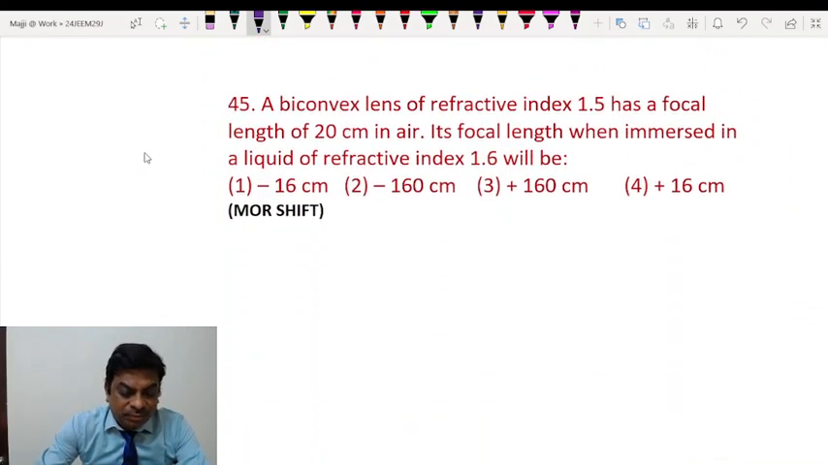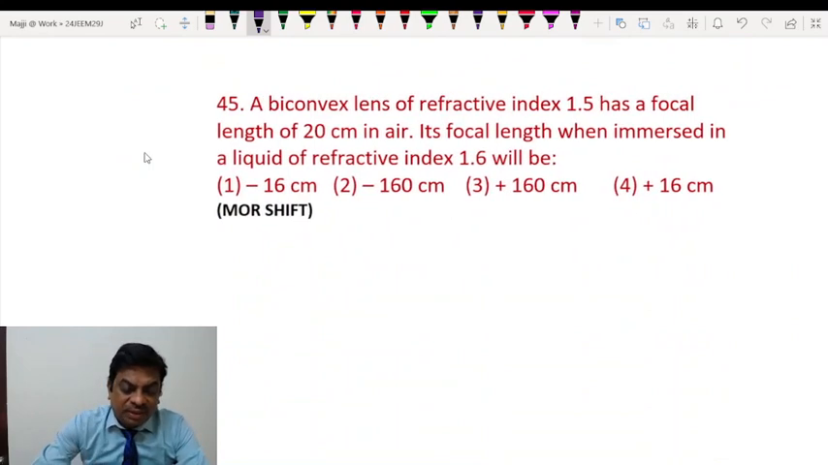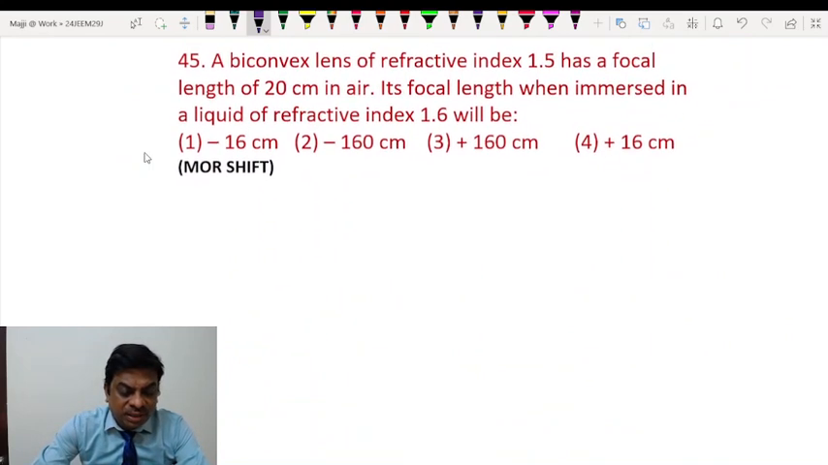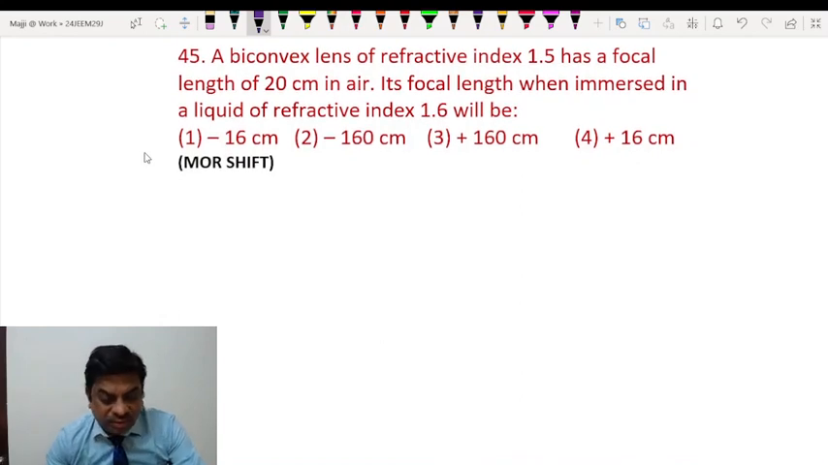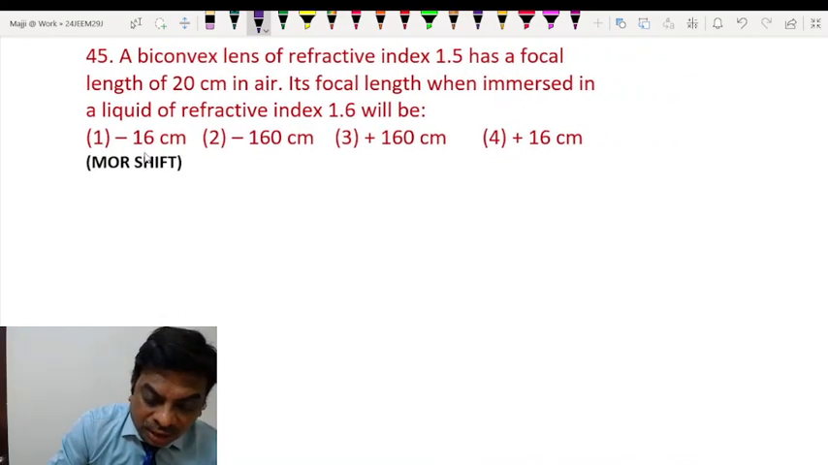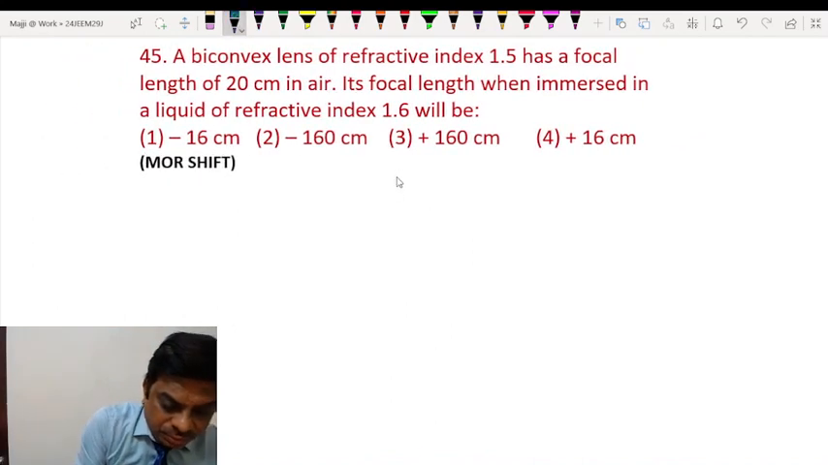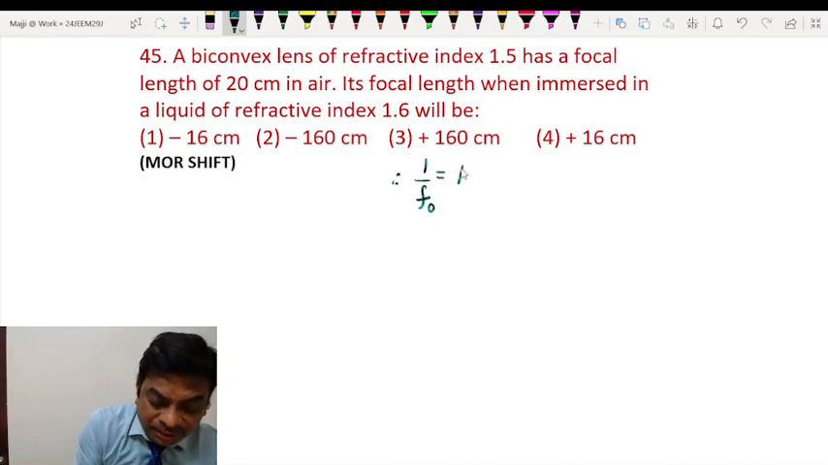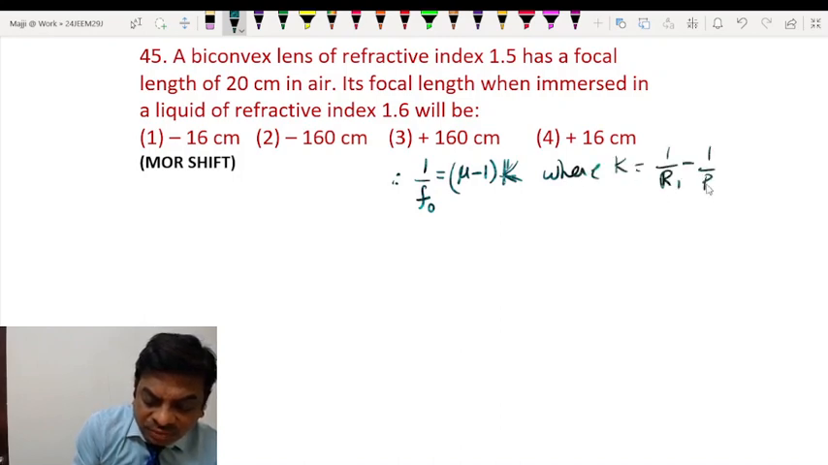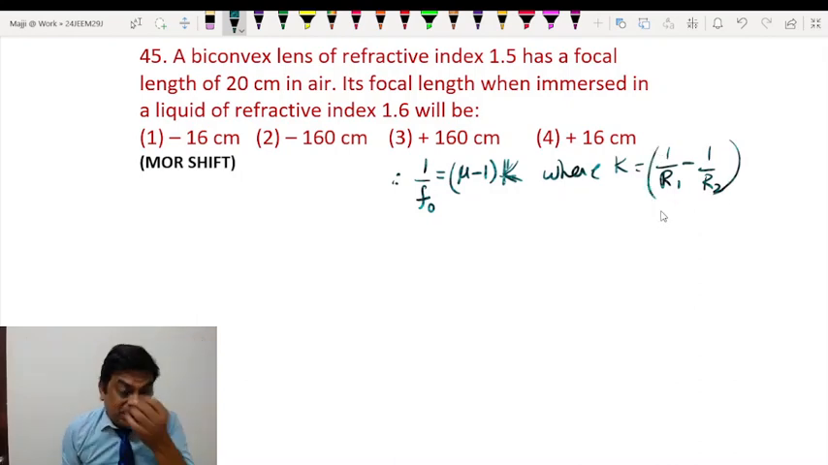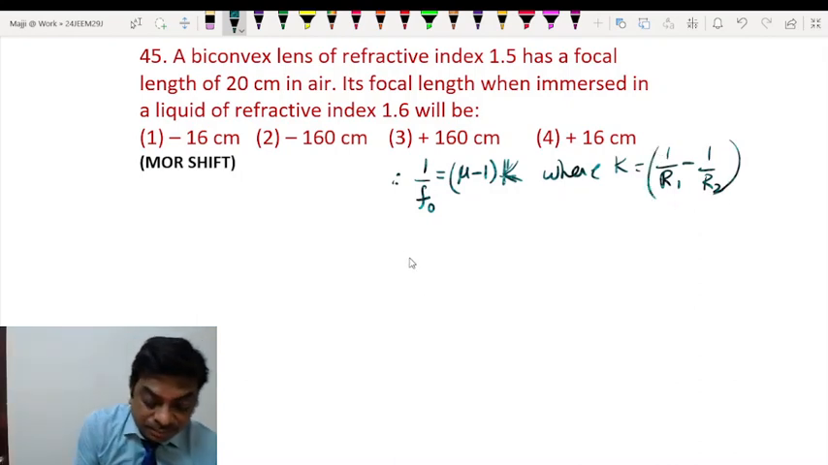Moving on to the next question. A biconvex lens of refractive index 1.5 has a focal length of 20 cm in air. Its focal length when immersed in a liquid of refractive index is how much? As we know, students, the focal length of a lens in ordinary air, that is when the surrounding medium is air, is simply (mu minus 1) into (1 by R1 minus 1 by R2), which I can write as k. So k depends only on the radius of curvature of the two faces. That's all. It will not change when you immerse this in some other liquid.